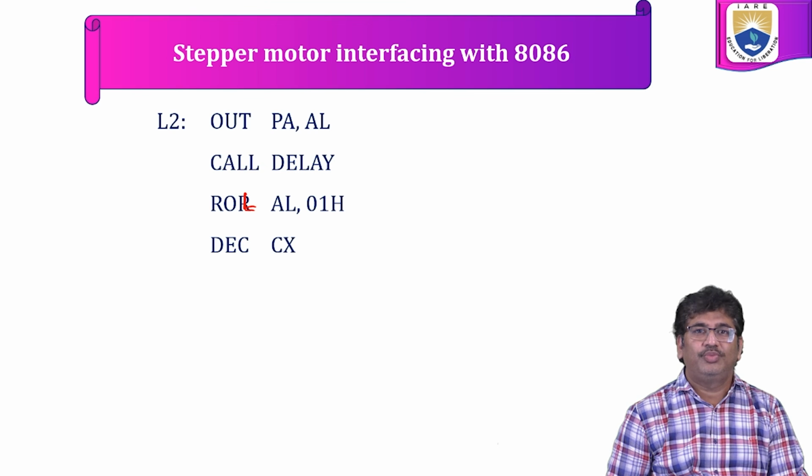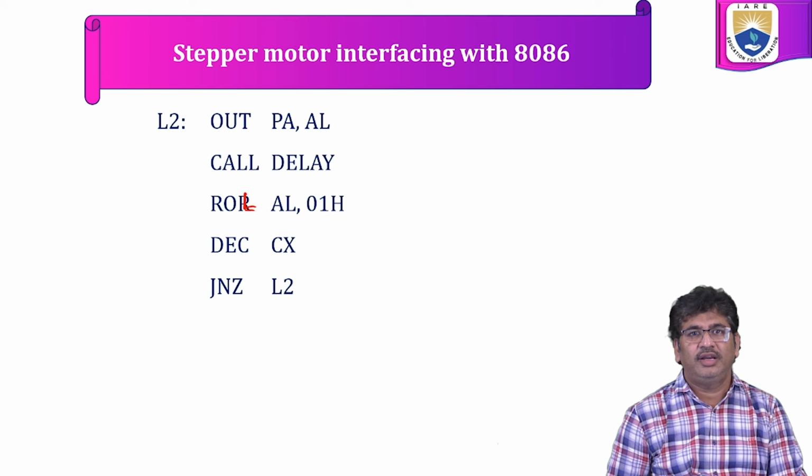So this loop has to be iterated until the count in CX register is equivalent to 0. For that we can check by using JNZ. If CX is non-zero, go to label 2. So that means 1000 times this will be iterated. Once the 1000 sequences are done, it has to come outside of the loop.